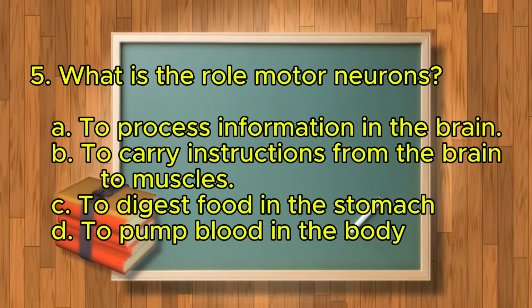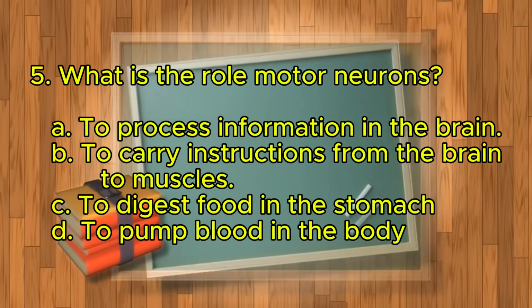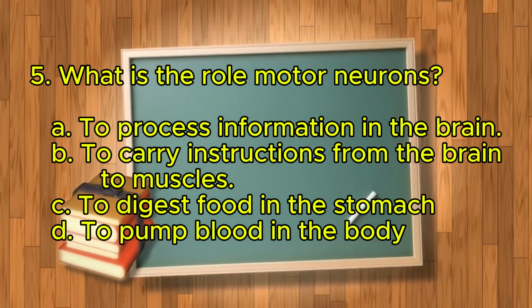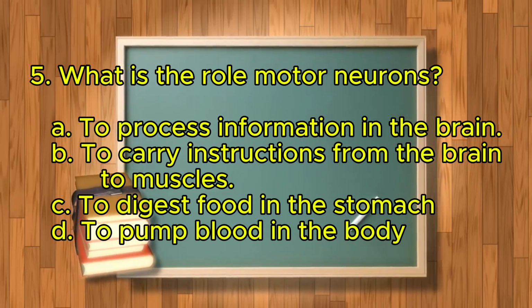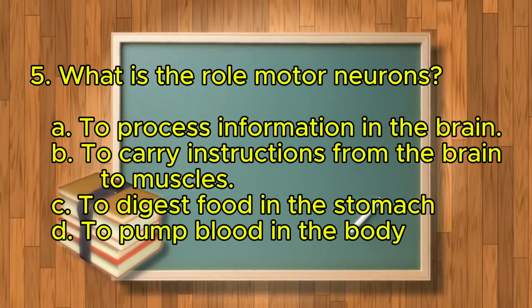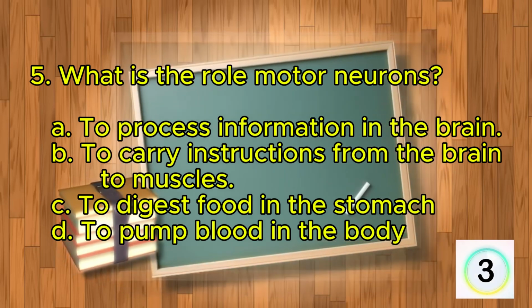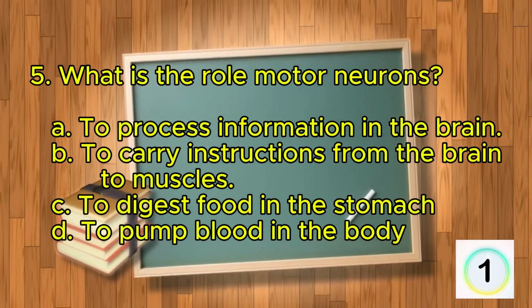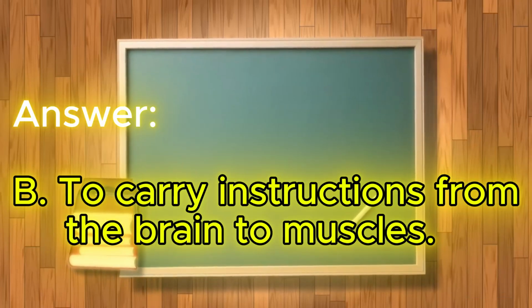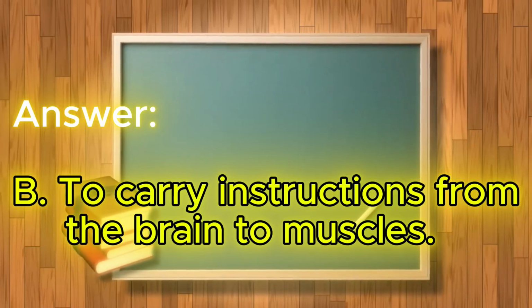5. What is the role of motor neurons? A. To process information in the brain. B. To carry instructions from the brain to muscles. C. To digest food in the stomach. D. To pump blood in the body. Answer. B. To carry instructions from the brain to muscles.